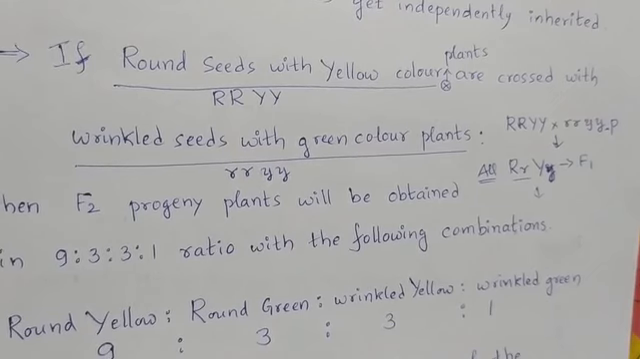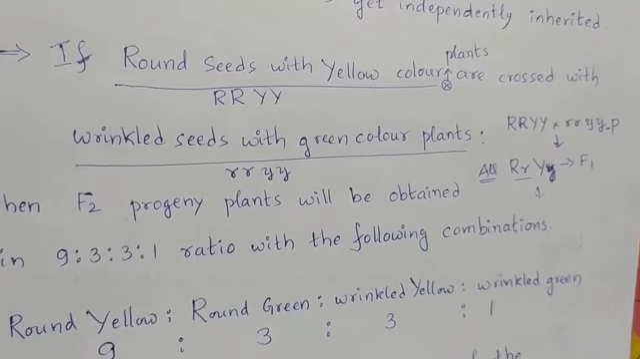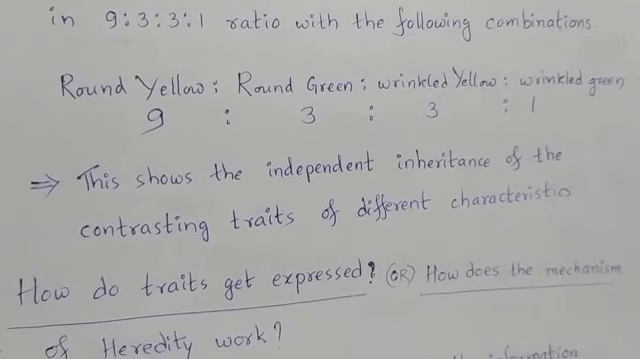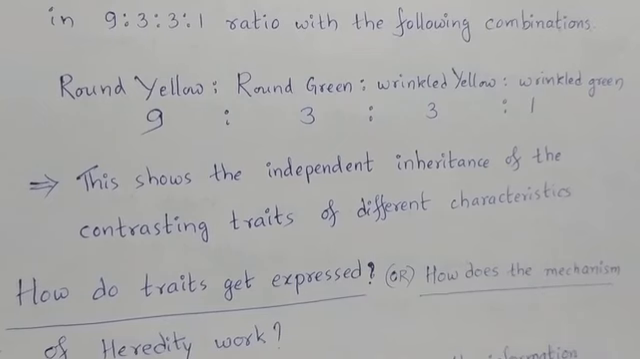Why is it happening like this? Because of independent inheritance. See, this particular ratio of 9:3:3:1, round yellow, round green, wrinkled yellow, wrinkled green plants, shows the independent inheritance of the contrasting traits of different characteristics during a dihybrid cross or trihybrid cross or tetrahybrid cross.